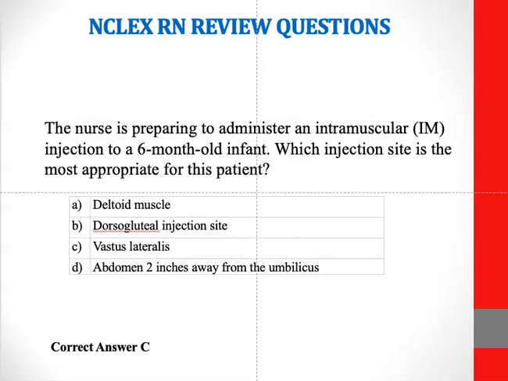Third spacing. The next question: the nurse is preparing to administer an IM injection to a 6-month-old infant. So this is an infant here. Which injection site is most appropriate for this patient? A. Deltoid. B. Dorsogluteal injection site. C. Vastus lateralis. D. Abdomen 2 inches away from the umbilicus. The correct answer is C. Vastus lateralis. This is the most common site to give an IM injection for an infant.